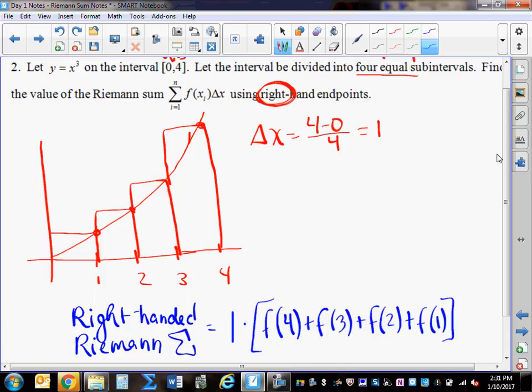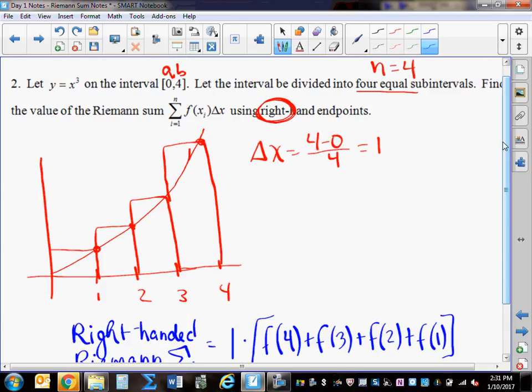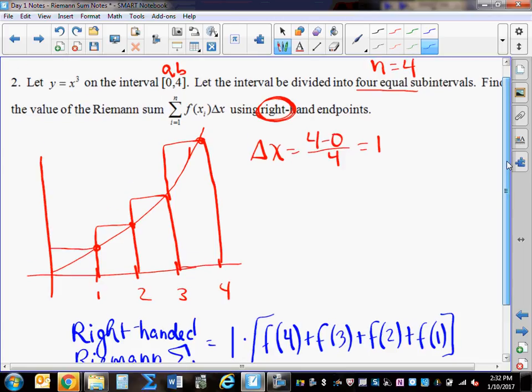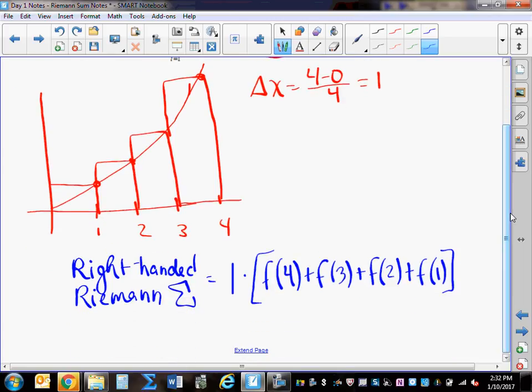So with this one, we have our function is x cubed. We know that on the interval from 0 to 4, that's going to be an increasing function. Again, you can draw that. You don't have to, though. We've got 4 equal subintervals from 0 to 4, so we find that our delta x, our width of each rectangle, is simply 1. So we have from 0 to 1, 1 to 2, 2 to 3, 3 to 4. And right-hand Riemann sum, so we are starting off, we're going on the right side. So we have f of 1 determines the height, f of 2, f of 3, and f of 4.